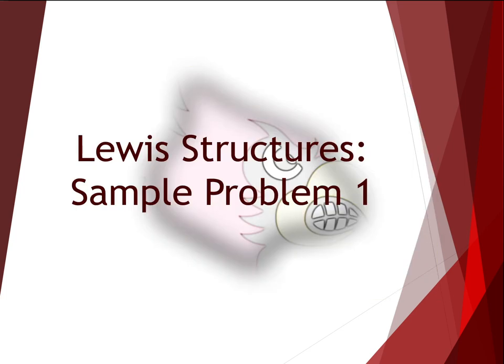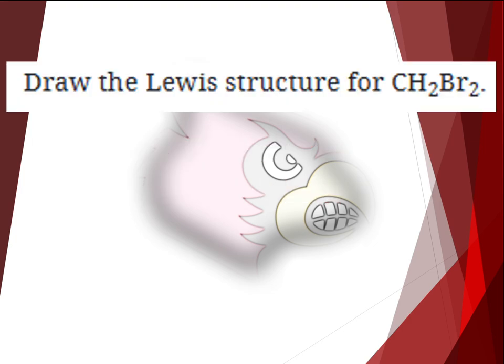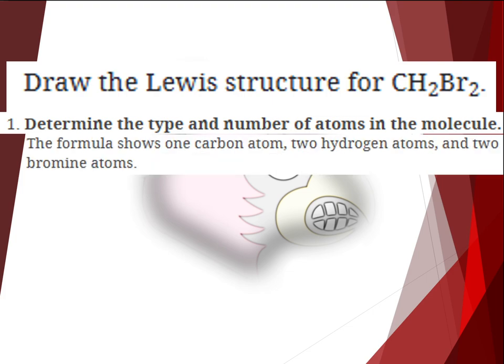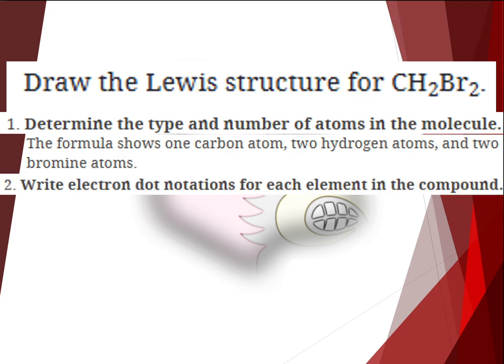Lewis structures, sample problem. Draw the Lewis structure for CH2Br2. The first thing we'll do is determine the type and number of atoms in the molecule. This formula shows 1 carbon atom, 2 hydrogen atoms, and 2 bromine atoms.